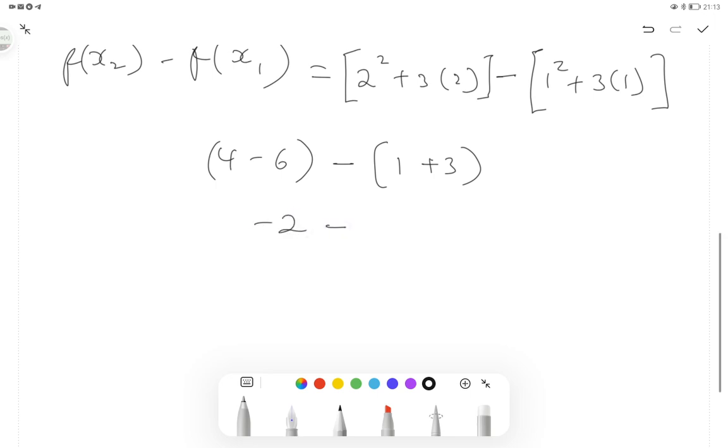Oh, this is plus, not minus. Oh, I forgot that. So 4 plus 6, the answer is 10. 10 minus, let's put it in brackets, there's no problem. 1 plus 3, the answer is 4. So 10 minus 4, the answer is 6.